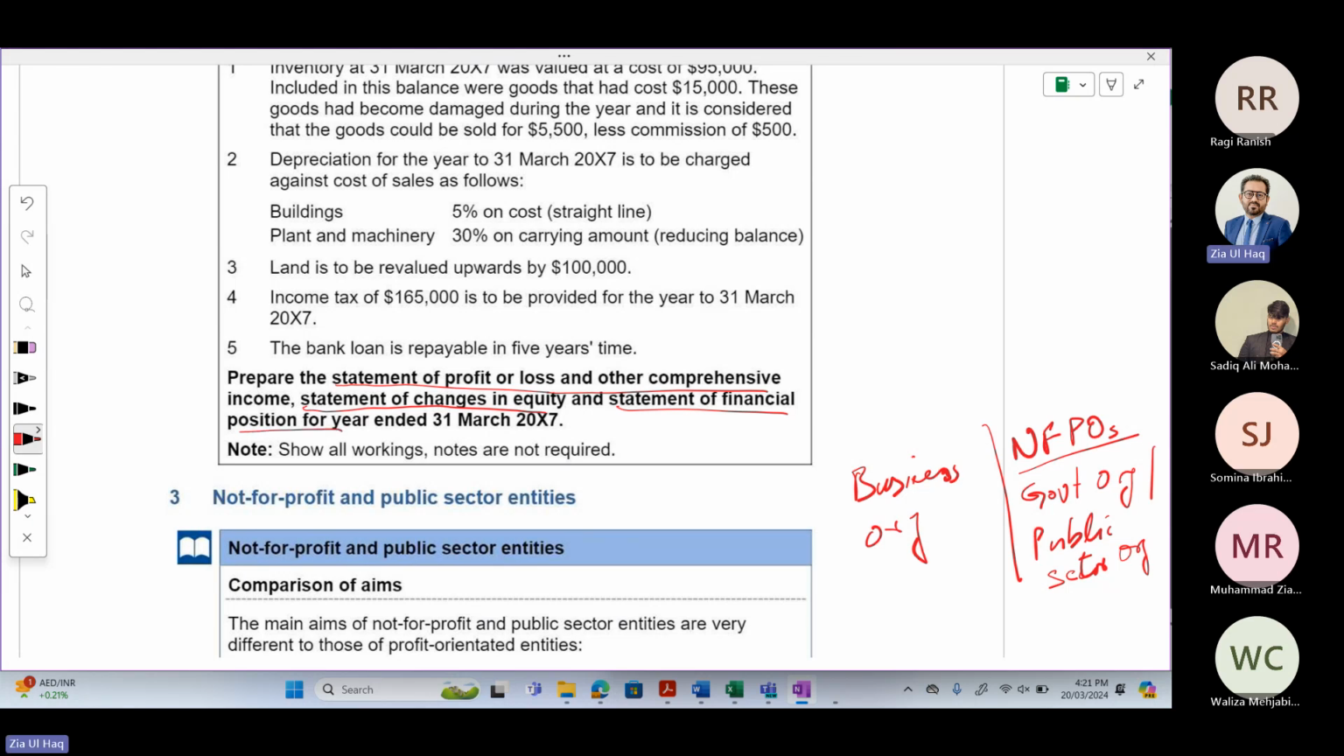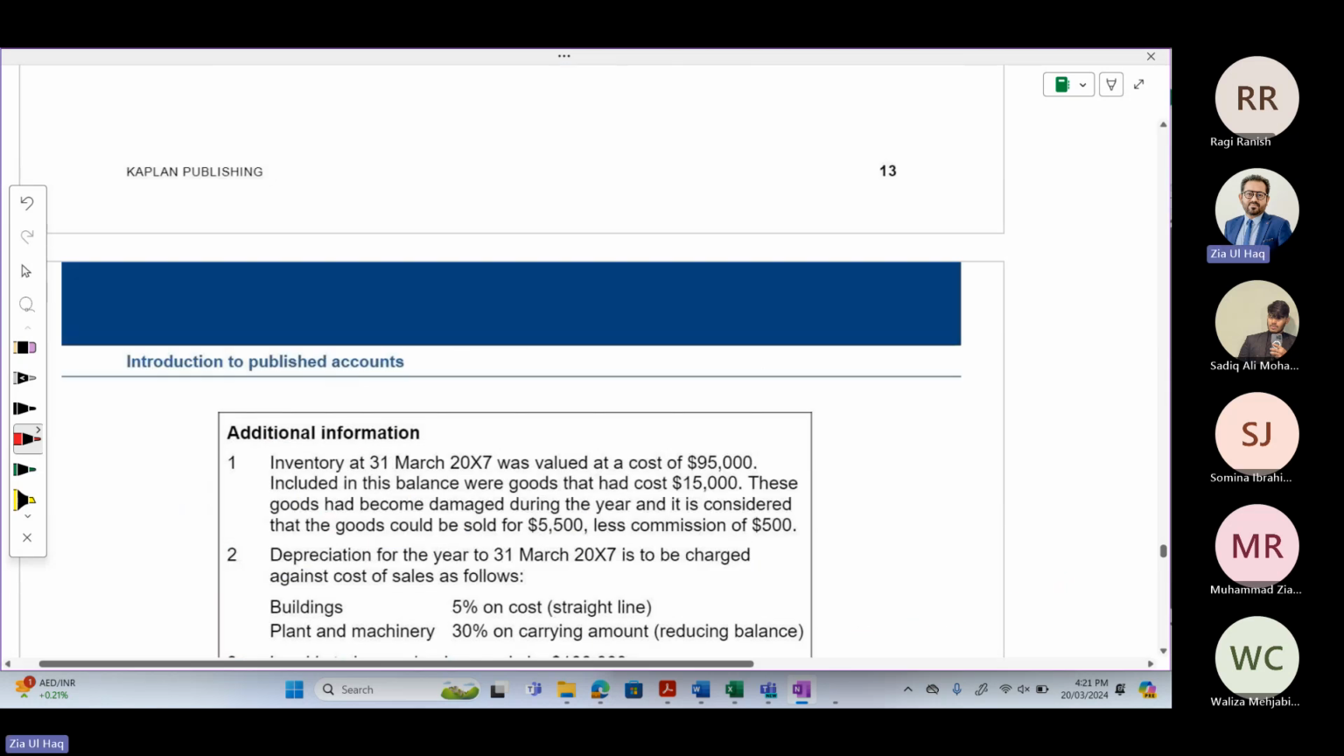In the previous question, we prepared statement of profit or loss and statement of financial position. But here we need to prepare statement of profit or loss and other comprehensive income, statement of changes in equity, and statement of financial position. See what data is given.